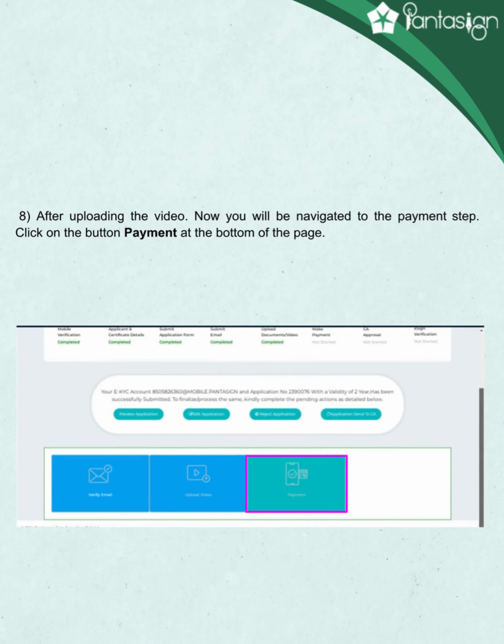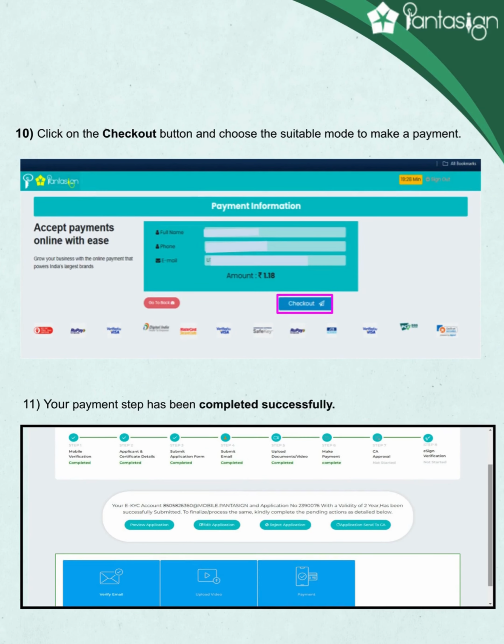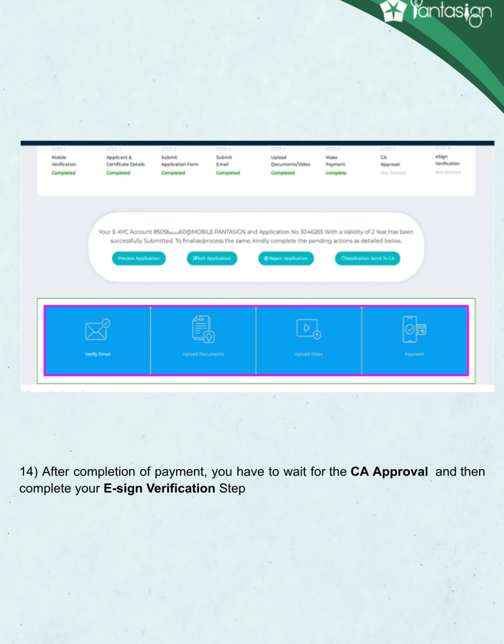After completing the step of uploading the video, you will navigate to the payment step. Click on the Payment button at the bottom of the page. Now we move on to the next step for payment. Click on Payment and click on the All Payment Mode button. Click on the Checkout button and choose a suitable mode to make a payment. Your payment step has been completed successfully. After payment, click on the Send to CA button for your application, then wait for the CA approval and then complete your e-sign verification step.